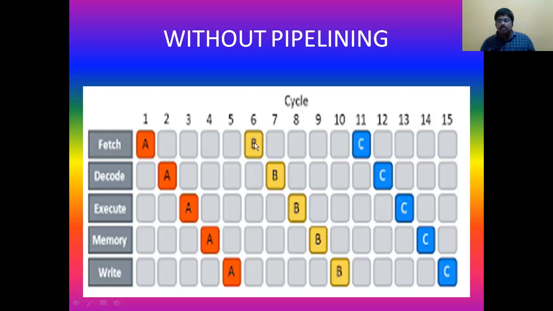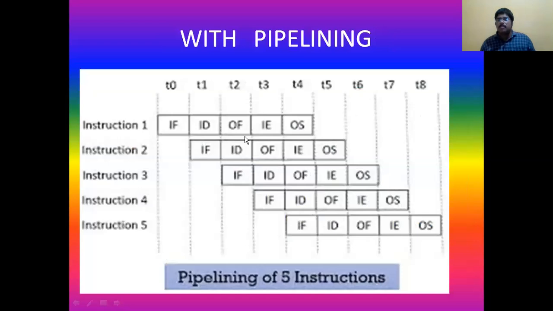Here is without pipeline. Now this is with pipeline. The first instruction is in the output stage, the second instruction in the execution stage, the third instruction in the fetching stage. Here you can observe all 5 instructions are being executed, but the stages may be different. One instruction is in input fetching, another in input decoding, another in output fetching, input execution, output writing, or whatever it may be.